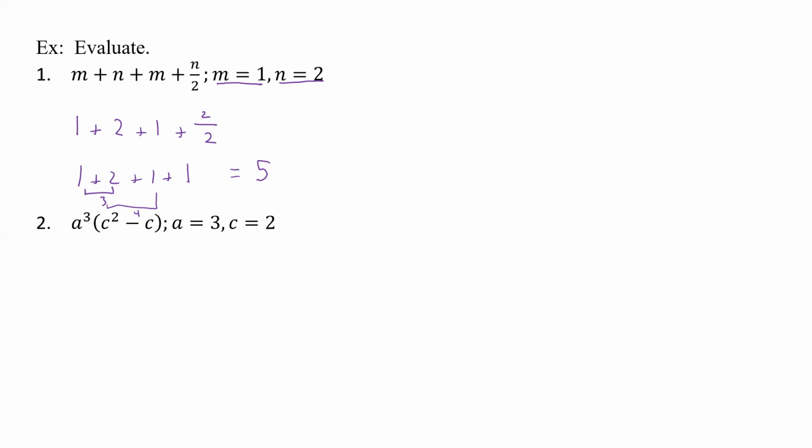Okay. All right, so again, the next one, all it's doing is asking us to plug in those values and simplify our expression. So A is 3. So we have 3 to the third times 2 squared minus, and this is going to be 2. Okay. Well, 3 cubed and 2 squared we have to work on first because those are exponents.